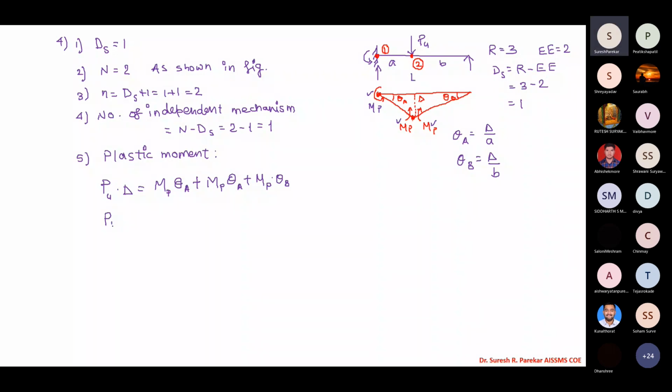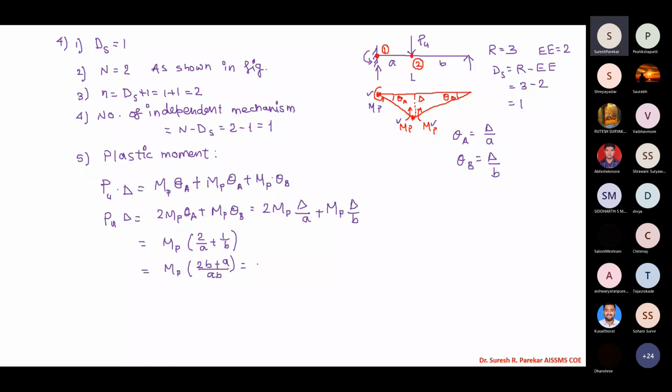So we will put Pu into delta is equal to 2 MP theta A plus MP theta B, equal to 2 MP into theta A we have delta by A, and theta B we have delta by B. Now all delta gets cancelled. We have MP outside, 2 upon A plus 1 upon B. And then we will get it as MP in bracket 2B plus A upon AB.